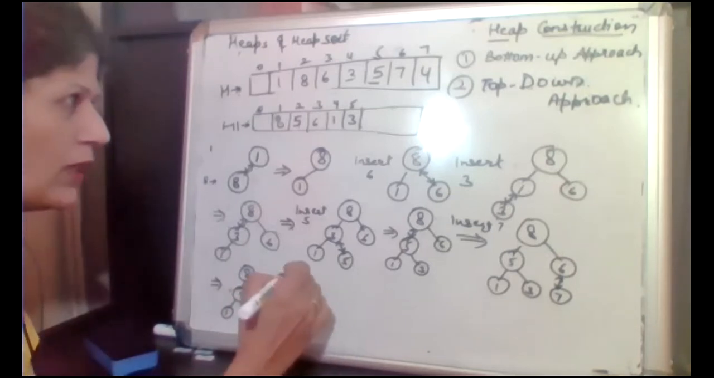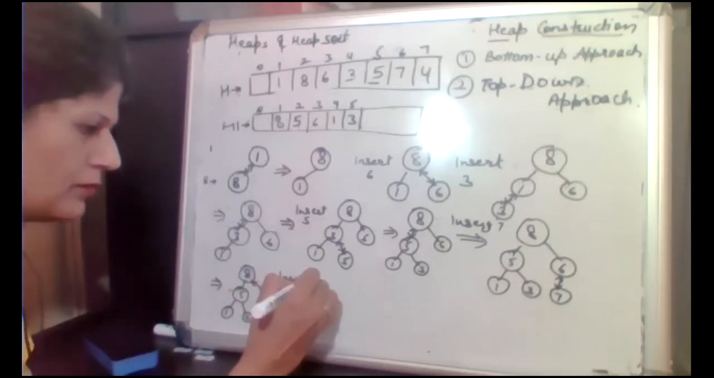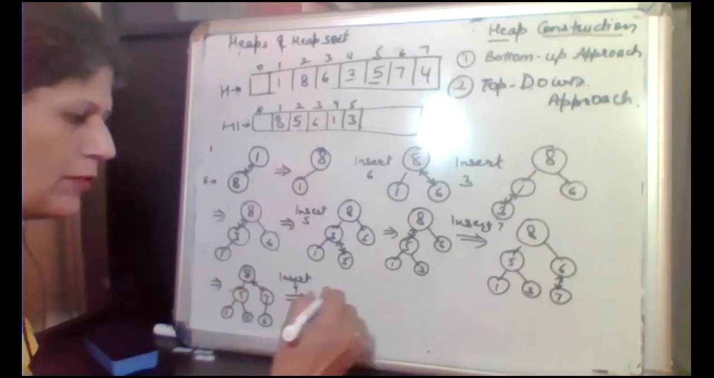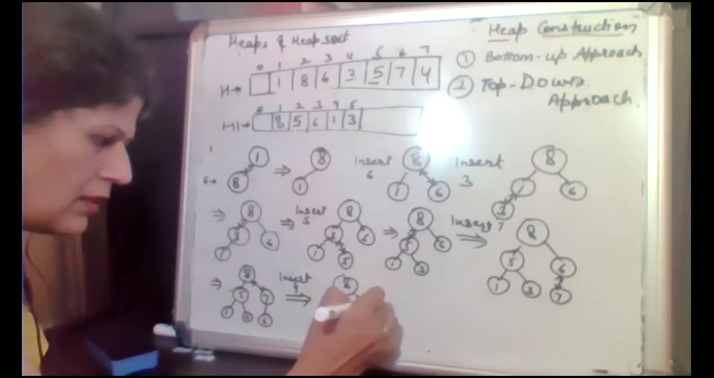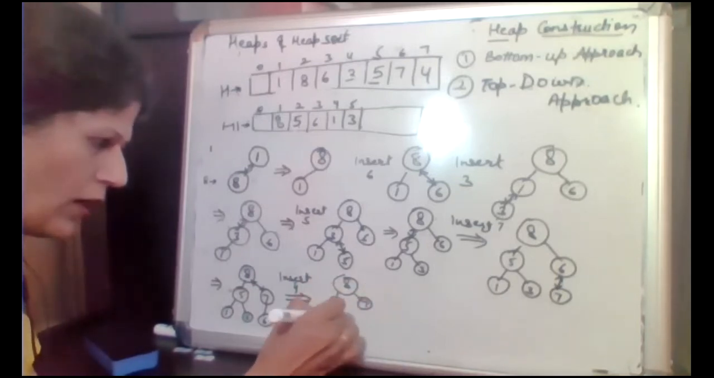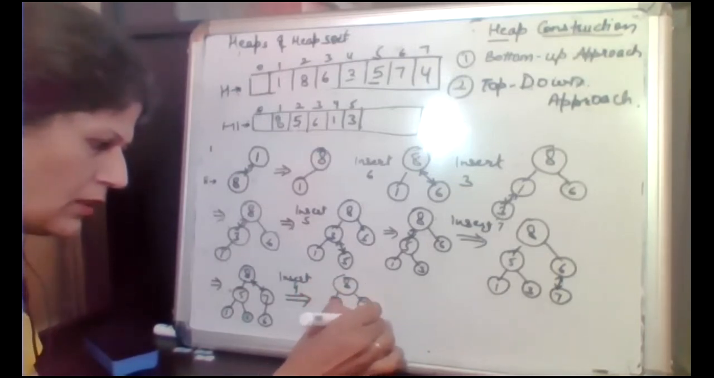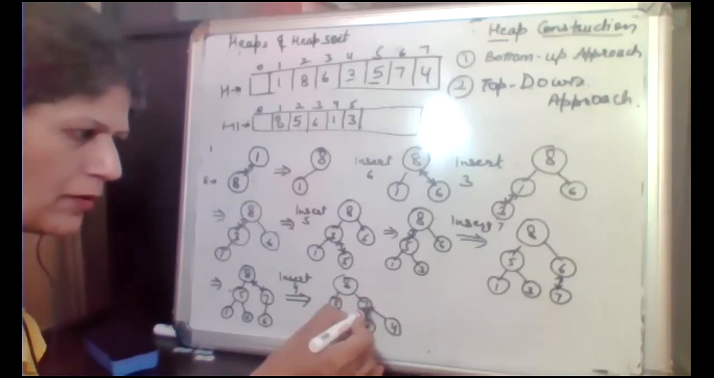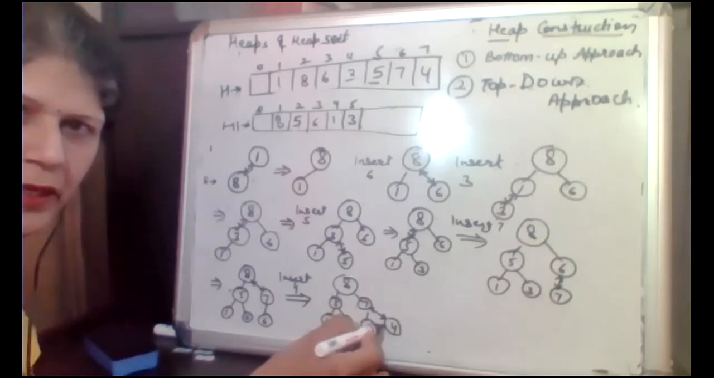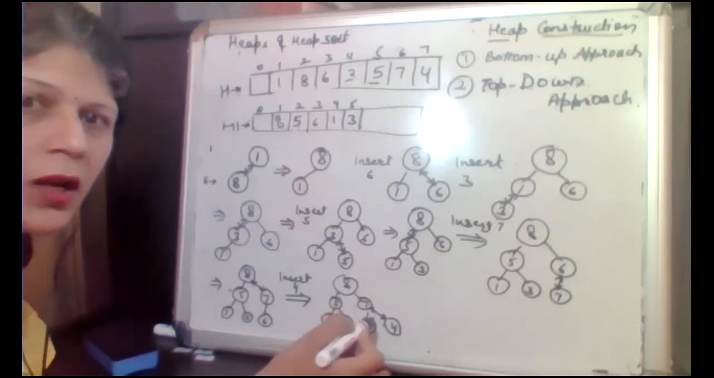And then next we have to insert 4, the last element. So it will be 8, 5, 7, 1, 3, 6, and 4. So 4 will be compared with its parent node. It follows the parent dominance property, so it will stop here.